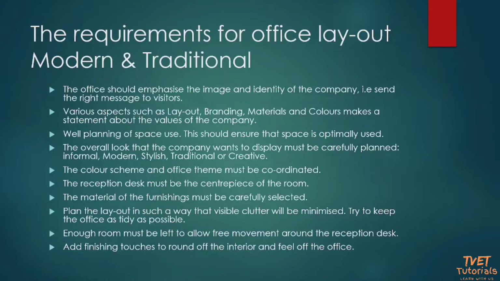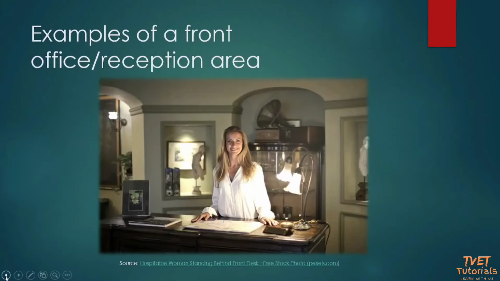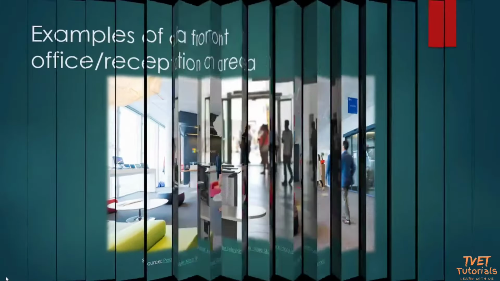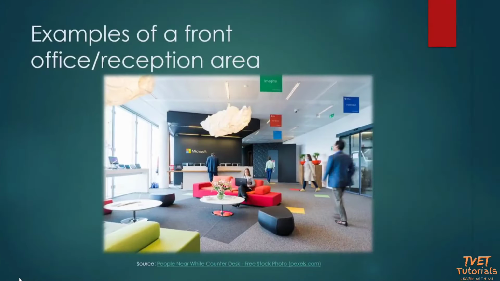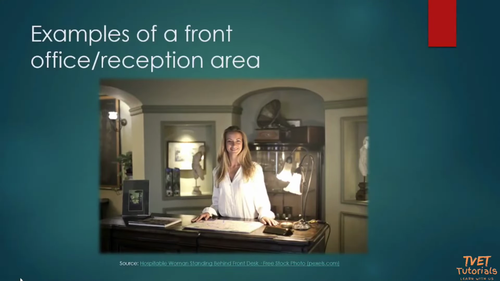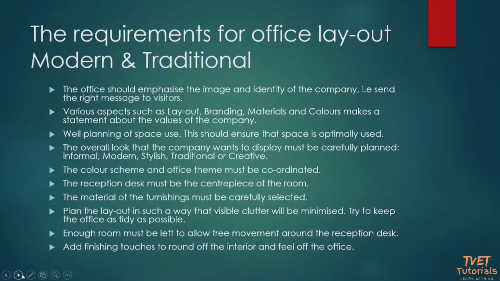Okay, another point is that the planning of space use should ensure that space is optimally used. Again, I'm going back to the examples that I showed you earlier on. Let's just quickly go to this one. I like this one. It is so spacious. You need to make sure that the space in the reception area is used optimally. So that is basically what you would find in a reception area or in a front office area, is that they use the space effectively.